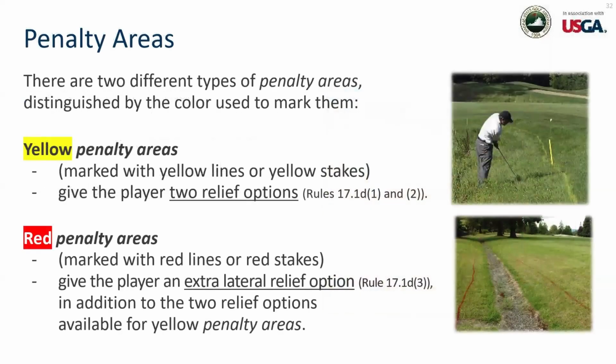We have 2 different types of penalty areas. We have yellow penalty areas, usually marked with yellow lines and stakes. We get 2 relief options if we wanted to take relief from yellow penalty areas. And then we have red penalty areas, probably a little bit more common, again, marked with red lines or red stakes. They just give the player an extra option, which we'll see in our relief options here. So you get 3 options with red penalty areas as opposed to just 2 when we're talking about yellow.